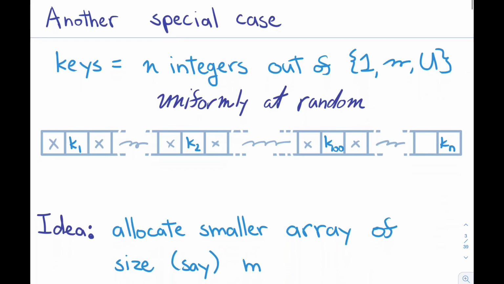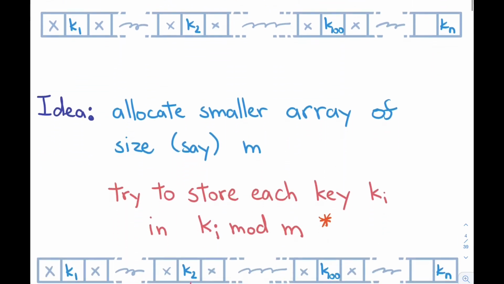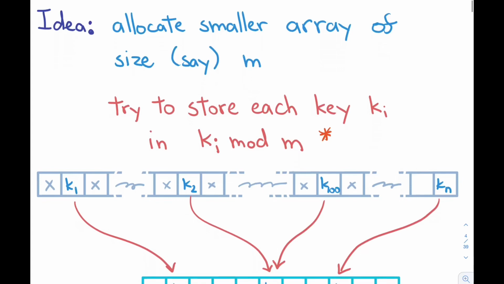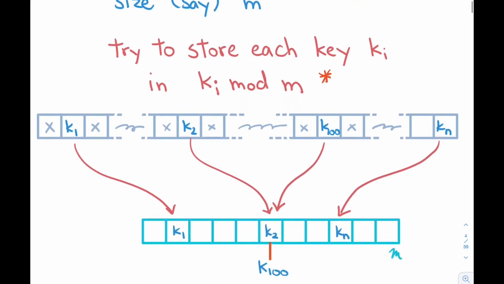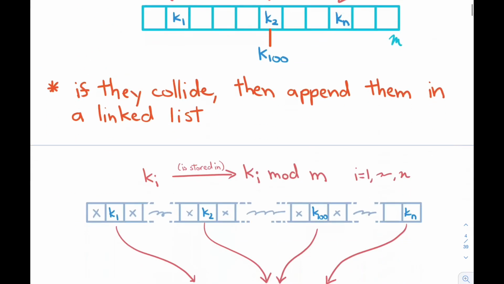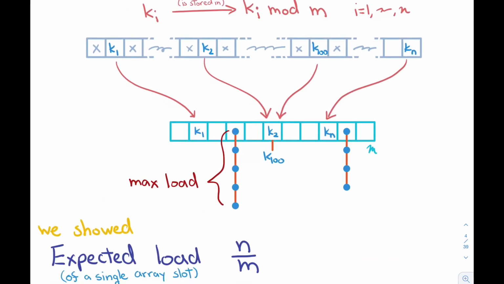We first considered a special case where the keys are selected uniformly at random from the entire universe. We considered the strategy of allocating a smaller array of size m and storing each key k_i in the slot k_i mod m. If multiple items ended up in the same spot, then we concatenate them in a linked list. So each key gets mapped to k_i mod m.